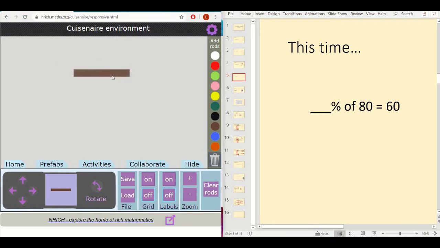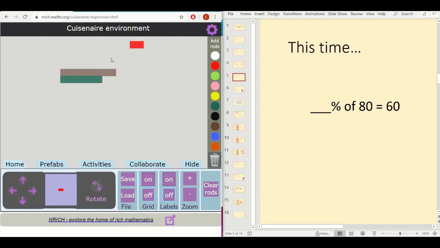if this block is 80, then I think this block would be 60. Have a look at why. If the brown one is 80, then the green one is 60. And what percentage of the brown one is the green one? If the brown one is 100%, what's the green one? Have a think.